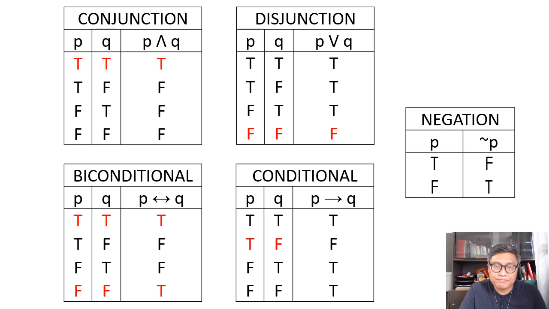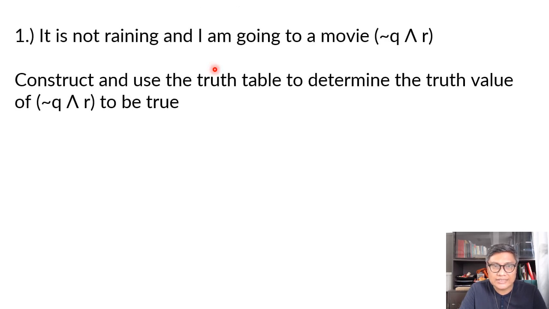Okay, so if we have this, it is not raining and I am going to a movie. If this is the compound statement, then this is rewritten as: not Q and R. So you can use any letters, class, to represent the two statements. You can use X, Y, you can use A and B, okay? But you have to use the appropriate symbols to denote your connectives.